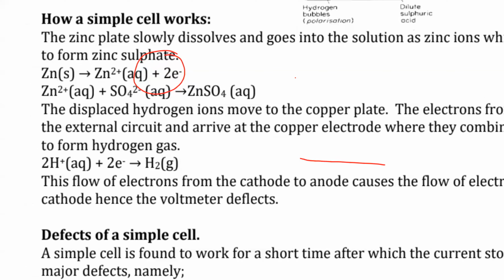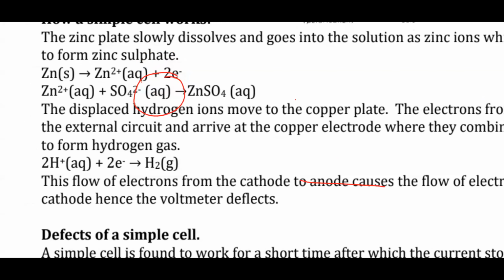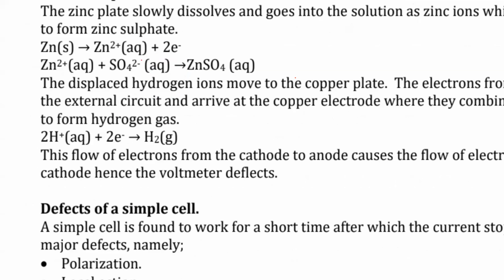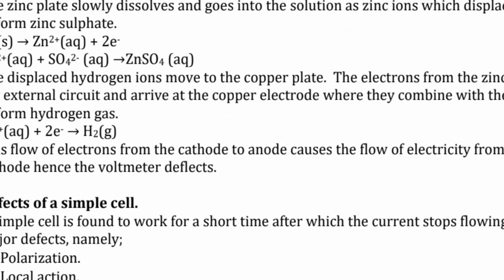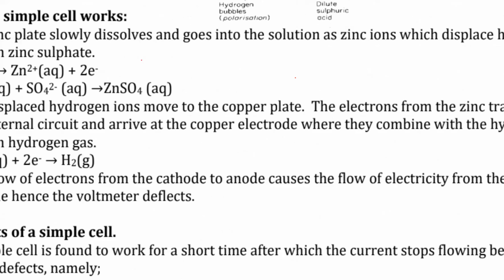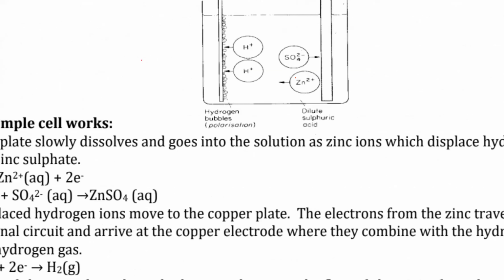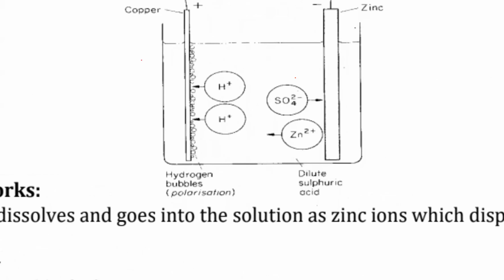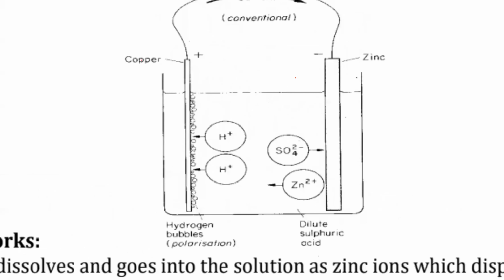Now, someone might ask what the external circuit is. The external circuit is the wire that we used to connect the 2 electrodes, the positive and the negative. So the electrons will flow through the external circuit and arrive at the copper electrode. And when they arrive there, they collide with the hydrogen ions that went there.